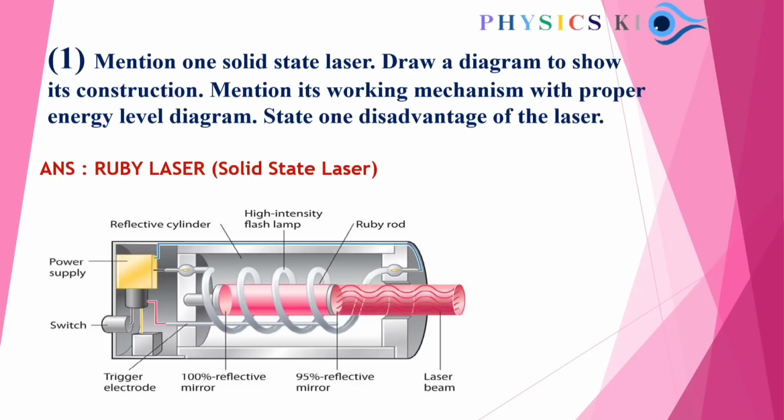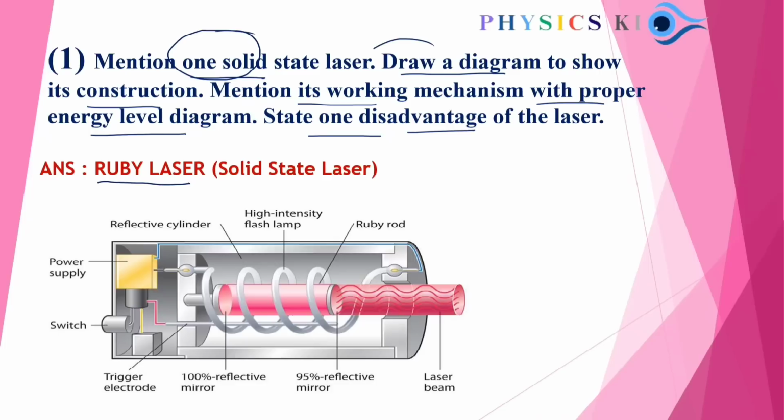Our first important question is: Mention one solid state laser, draw the diagram and show its construction. Mention its working mechanism with a proper energy level diagram. State one disadvantage. See, they are asking for one solid state laser, and everyone knows that means the ruby laser. They are asking to draw the diagram, so a diagram is required. Then you have to write down the working with its energy level diagram and a disadvantage.